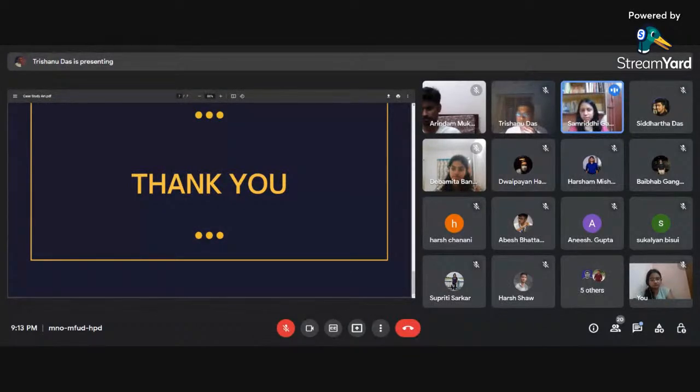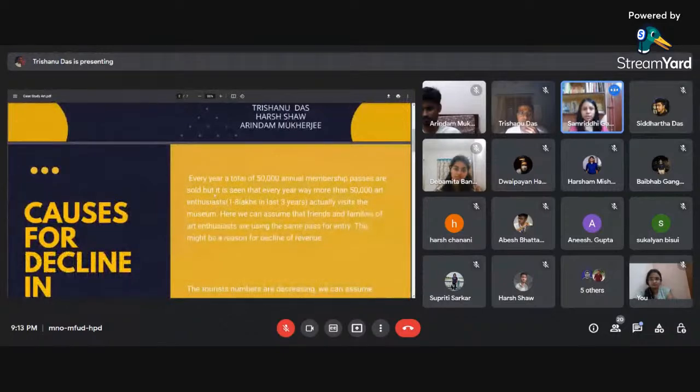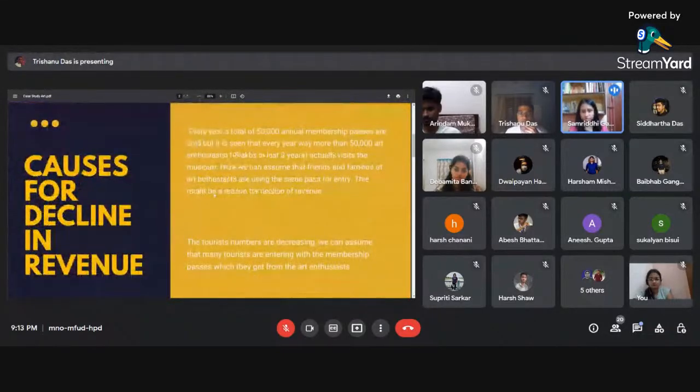Guys, just take me to the second slide once. So I just wanted to point out something technical out here. The white text on yellow is not very much visible. So just try to change that. Try to present your solution in a bullet format. So that's just an advice I have.